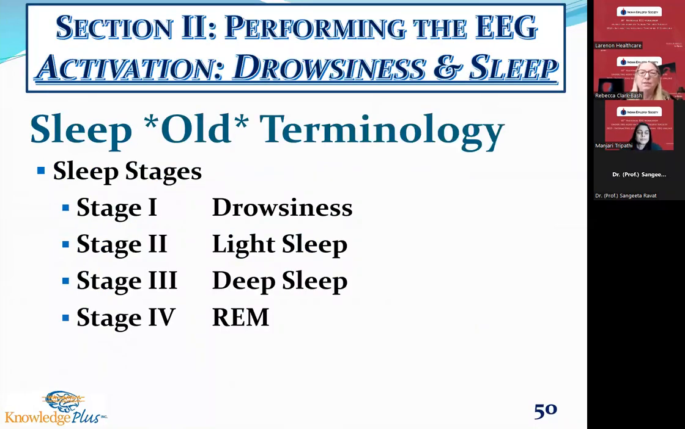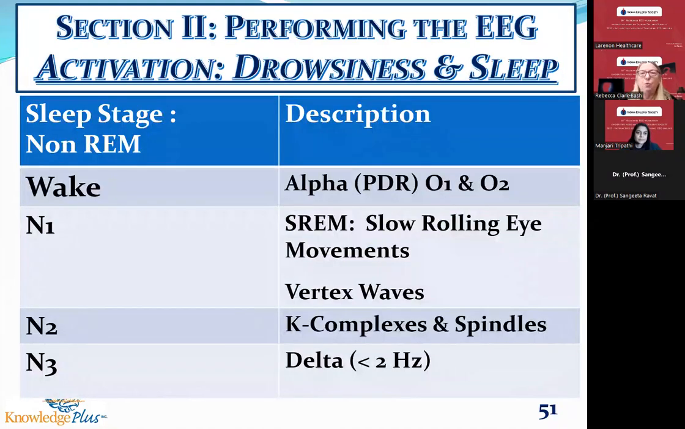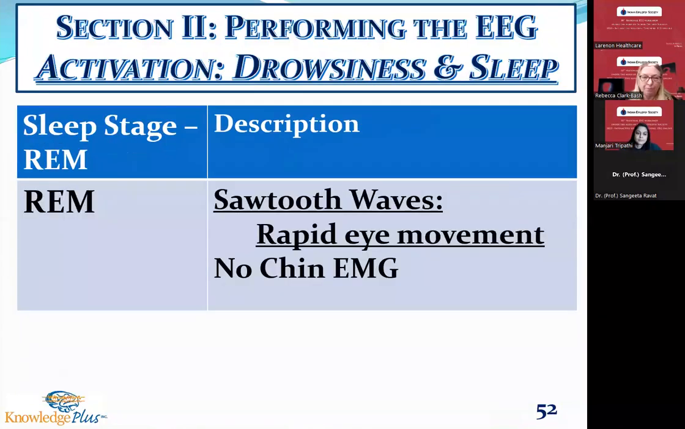So the old sleep staging, stage 1, stage 2, stage 3, stage 4, has been changed to wake, N1, N2, and N3. Now, the stage that we really want to focus on is N1, where you get the slow rolling eye movements, you get the vertex waves.